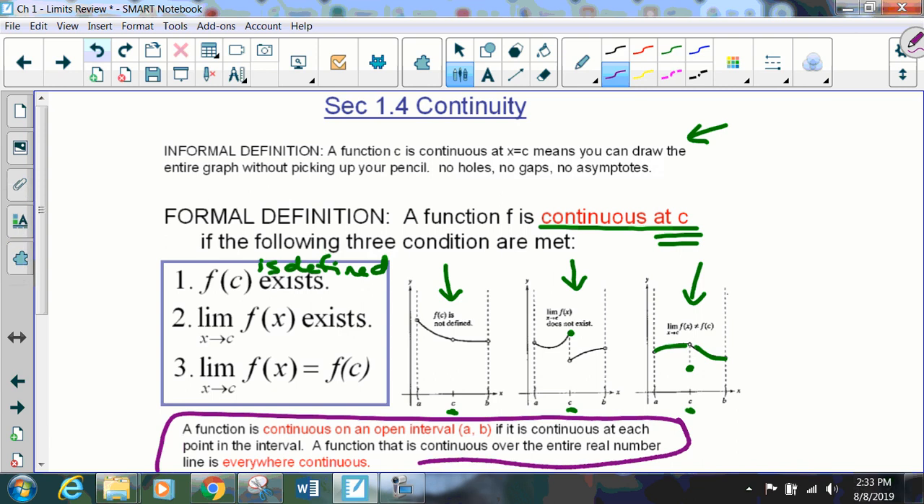All right, and so then when we talk about everywhere continuous, we're talking about if a complete function is continuous, like the function y equals x squared, that's everywhere continuous. There are no holes, there are no gaps, there are no asymptotes. So all these three conditions exist. And if you want to talk about continuous on an open interval from A to B, that's also something that you can have discussions on continuity.